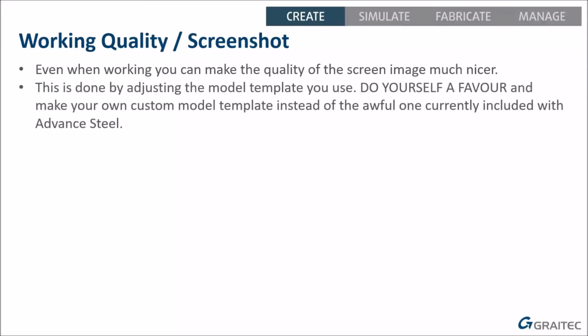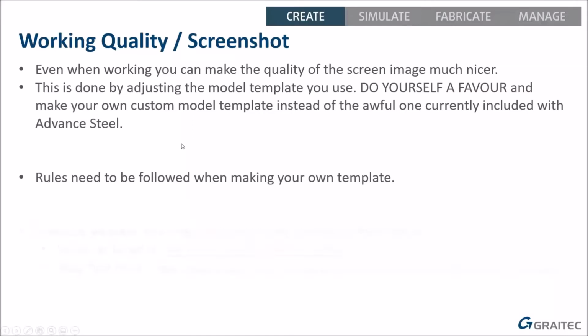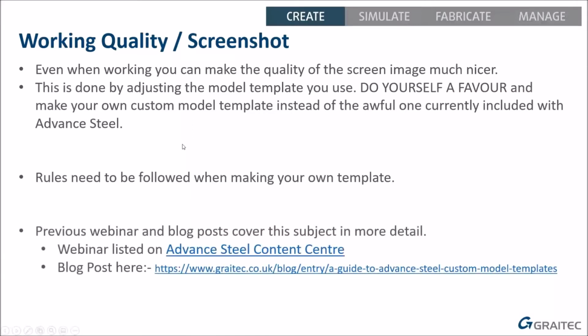So adjust your model template. Do yourself a favour. Don't use the one built into Advanced Steel. Copy that. Always start with that one. Copy it and improve it. There's a separate webinar on the Content Center all about how to improve your model template, and that will make a big difference. A couple of rules to remember when you are doing your own template is that you must always start with the original one provided with Advanced Steel and copy that and work on that to adjust it so it has all the right things set up in there.